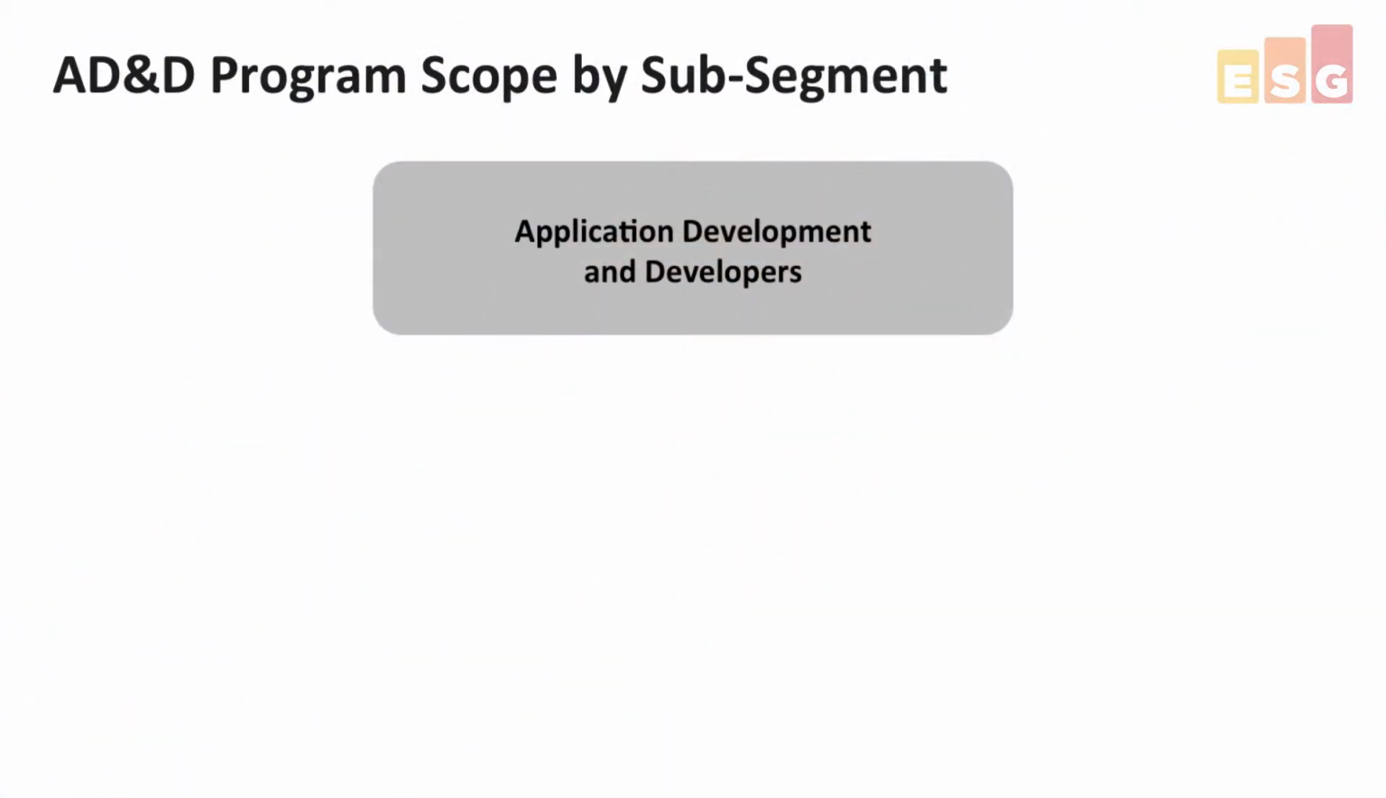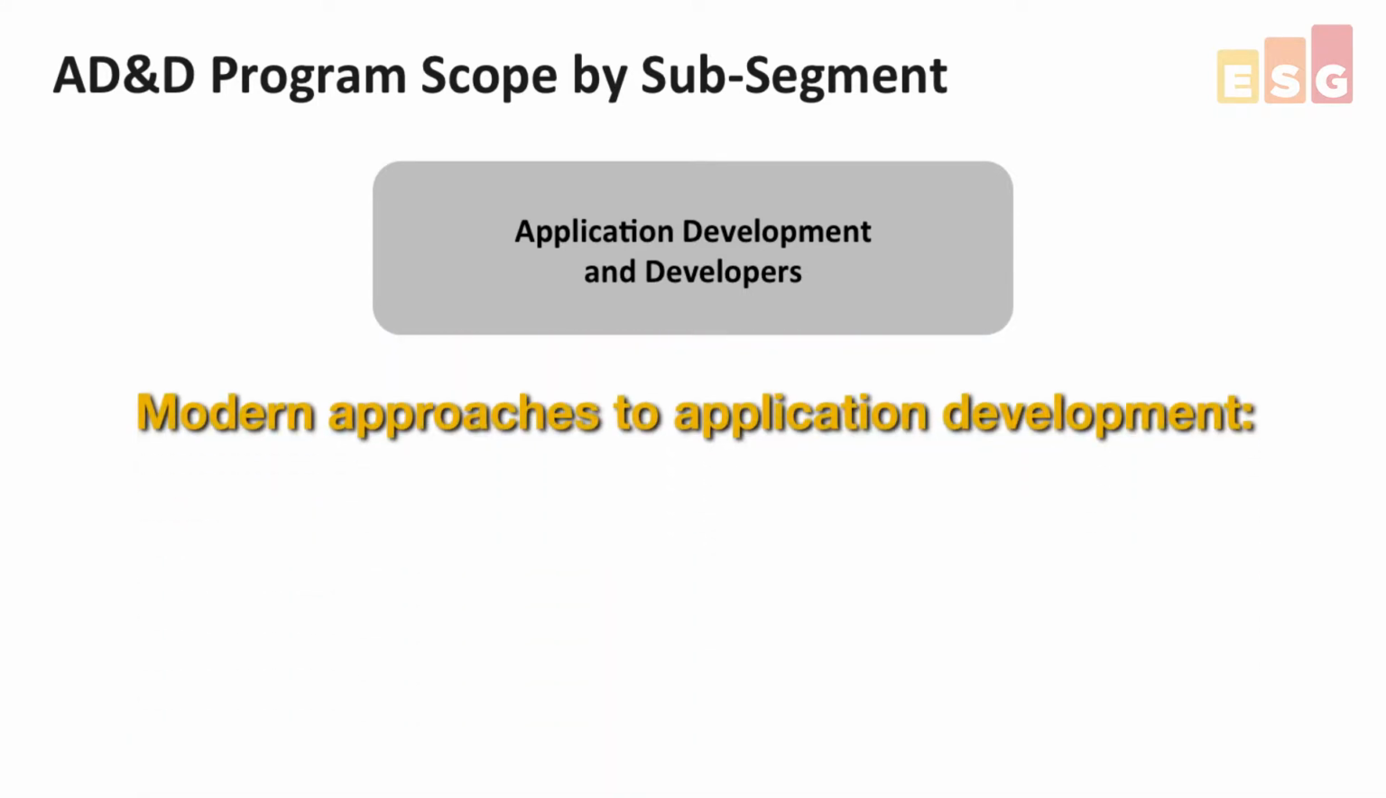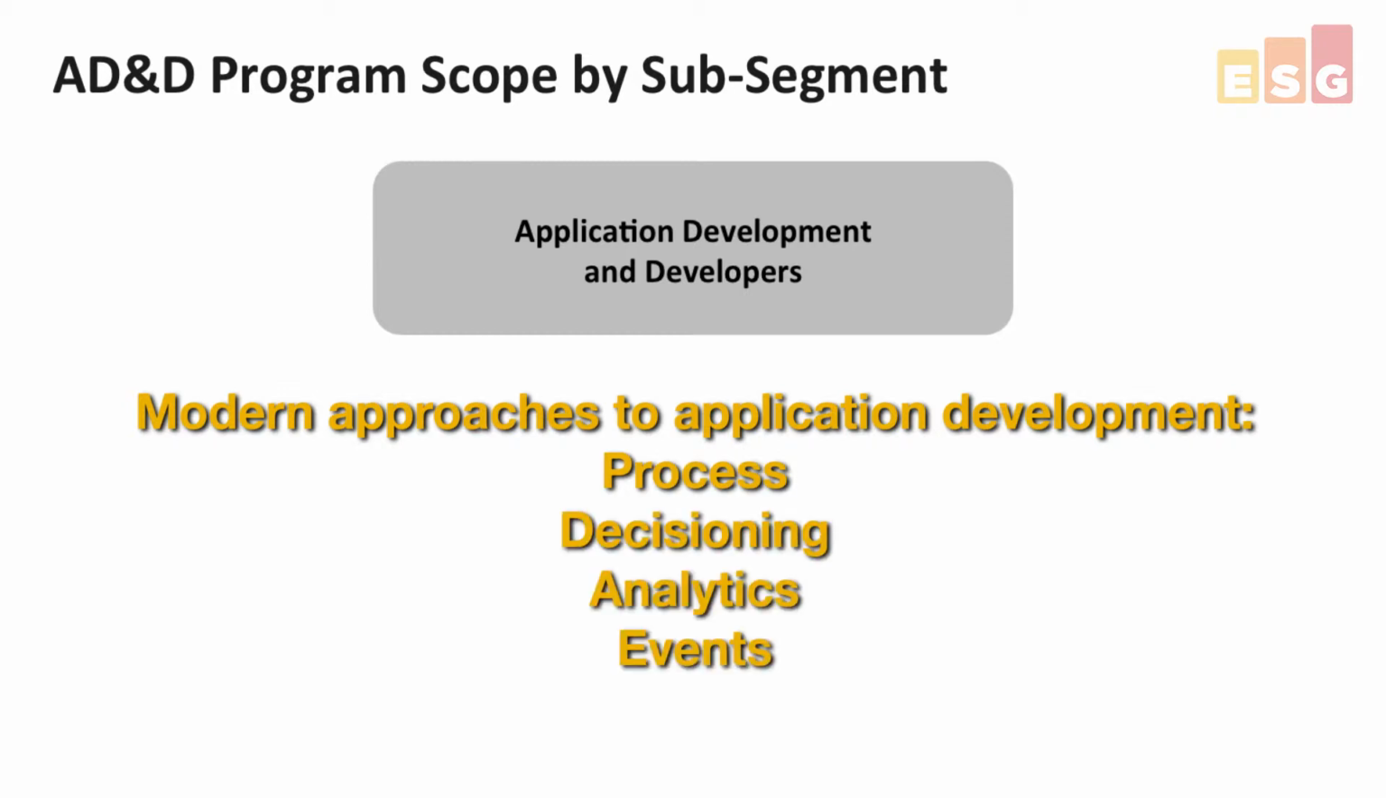At the top in the center is application development and developers. Coverage of this segment includes languages, frameworks, development environments, and modern approaches to application development involving process, decisioning, analytics, events, and composition. This is also where we evaluate application architecture and define reference models for building applications. This segment is also the focal point for developer research. The objective of our developer research is to provide insight into changing developer demographics and technologies, and then evaluate the impact that this is having on how applications are developed and deployed.